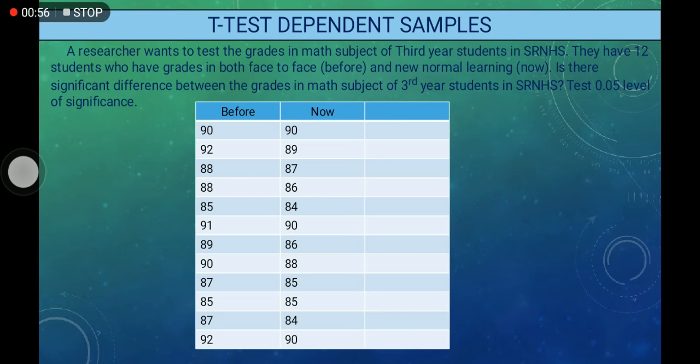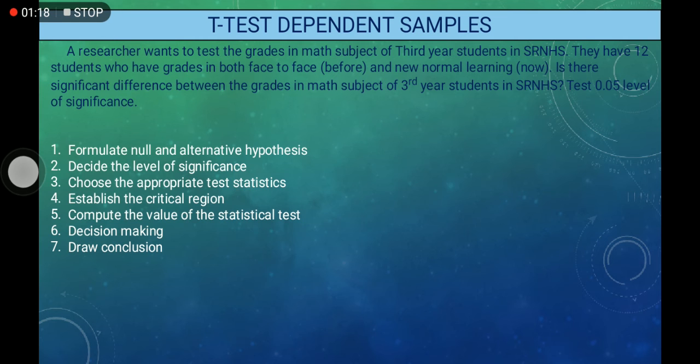So, makikita natin dito na meron tayong table and meron tayong nilalaman ng mga grades ng 12 students na nag-aaral sa SRNHS noong face-to-face and ngayong new normal learning or online class. Para mapatunayan natin kung meron bang difference yung dalawang variable, we will use again the 7 steps.